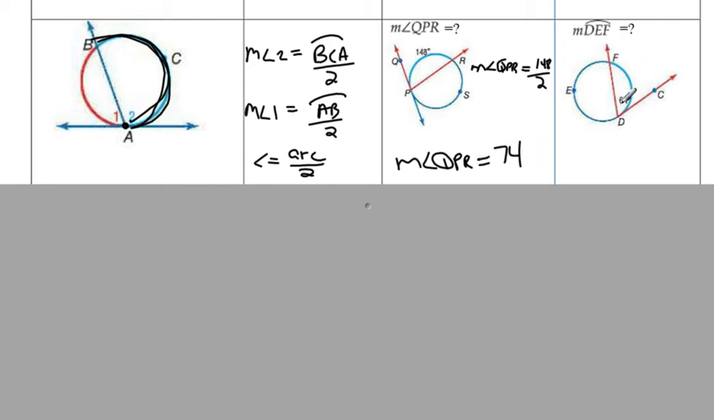Okay, so if the inscribed angle is half of the arc, then when we want to find the arc, we would just double the inscribed angle. So if we want to find arc FD, we would double it. But this question is asking us for the measure of arc DEF. So I'd like for you to pause the video and see if you get the same thing that I do. Okay, and I got 232 degrees. If that's not what you got, go ahead and raise your hand.